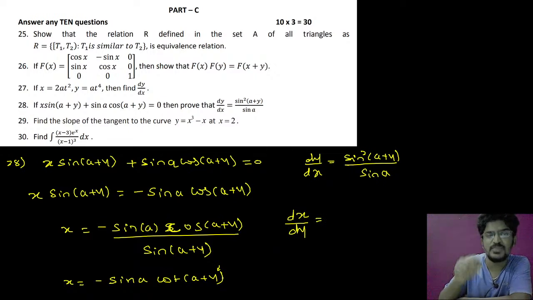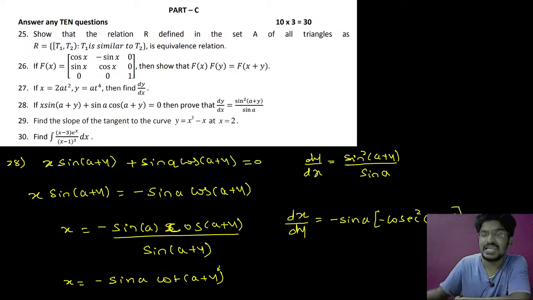So this step has to be very keen and careful. I will differentiate this x with respect to y. That will be dx by dy minus sine a, which is a constant term, as it is. Now cot differentiation. What is cot differentiation? Minus cosecant square of a plus y. Some of you quickly write multiplied with dy by dx.